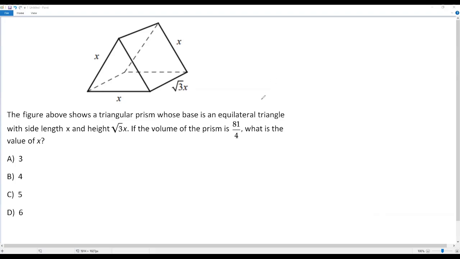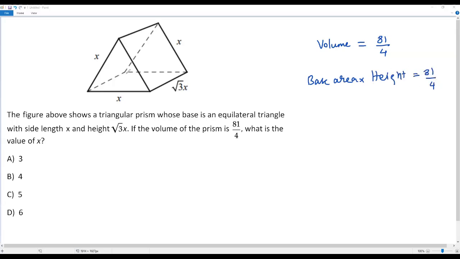Okay, so in this question we have to find the value of x. Here we have the volume of the triangular prism, that is 81 over 4. Let me write it over here. So the volume is given, that is equal to 81 over 4. Since it's a prism, we know the formula to get the volume of a prism, that is we have to multiply the base area by the height of the prism. Let me write it over here, equals 81 over 4.